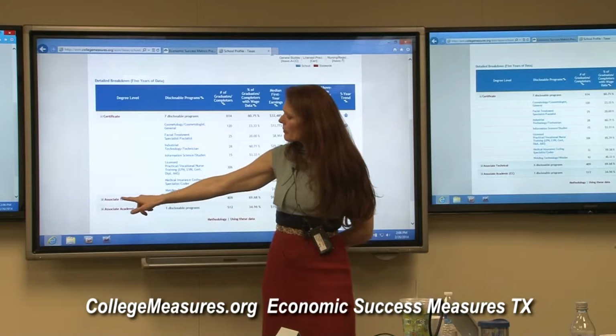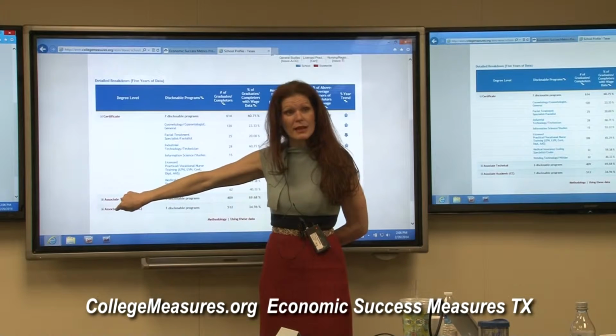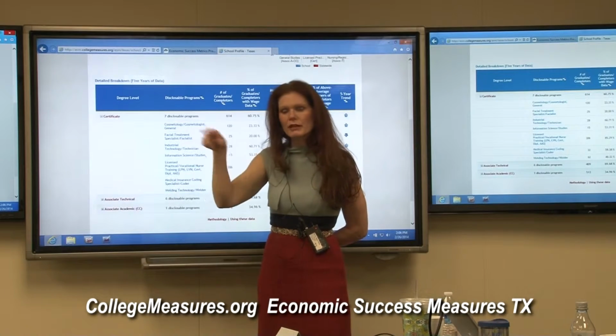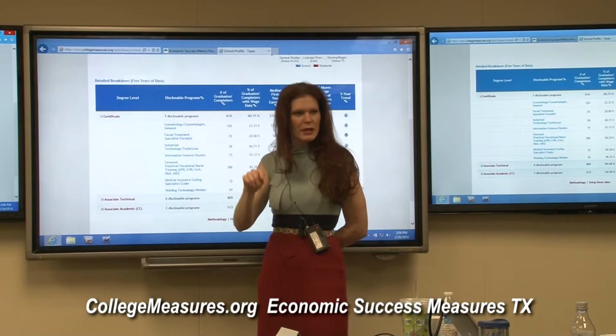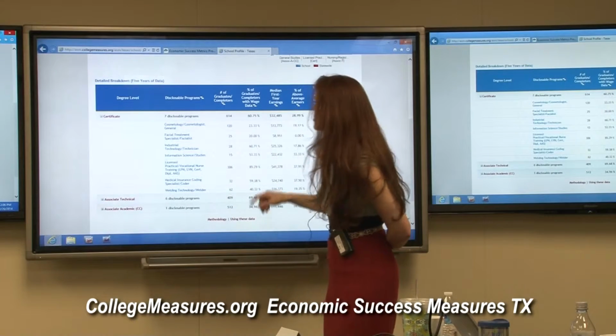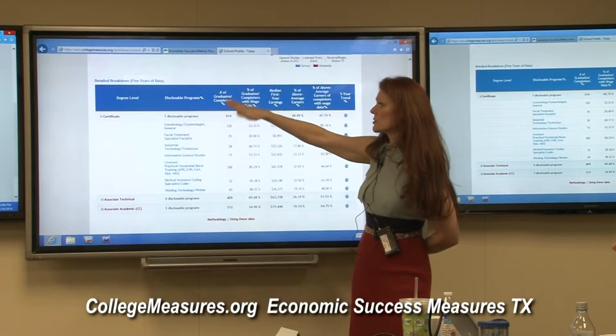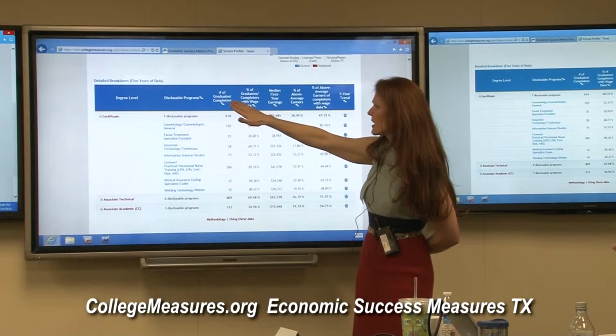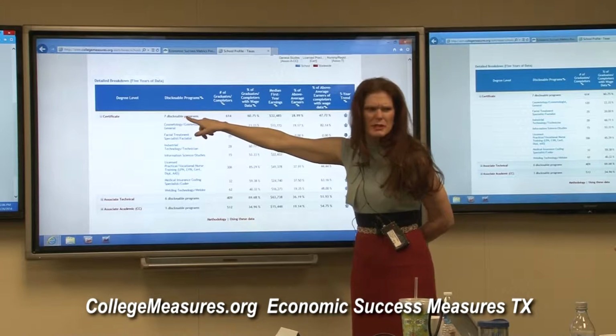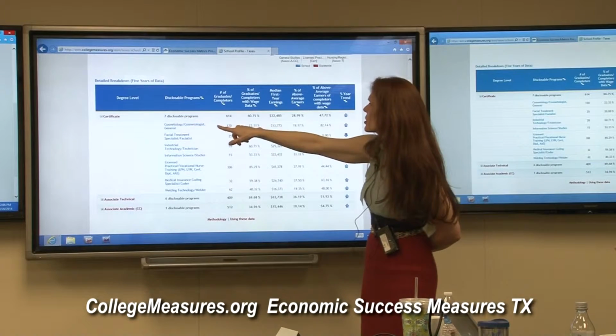So here you'll notice when it comes to the detailed breakdown table, next to every major heading is a little plus sign. And just like if you were in a file folder, hit the plus to see what's below it. So this gives a lot of really interesting information. Number of completers, graduates or completers. And that's, again, disclosable just means their cell size is large enough for us to share.